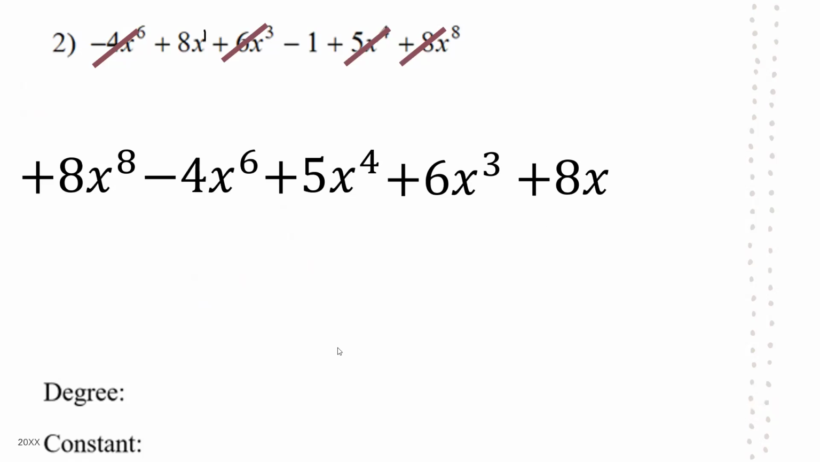You can write the 1 if you want. You don't have to. And then the minus 1 goes next. Okay, highest degree is 8. And the constant term at the end is negative 1. Okay, go ahead, pause the video if you need to write that down.